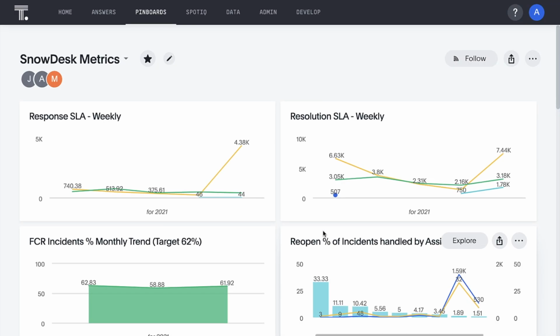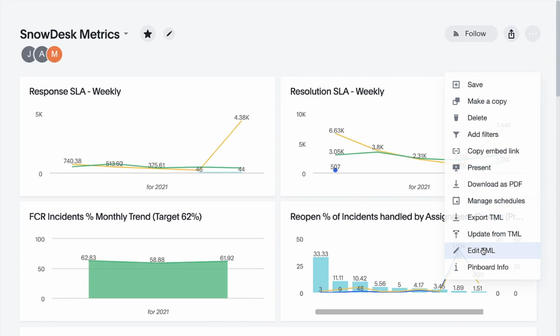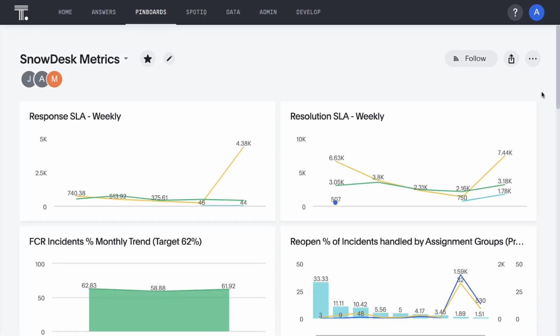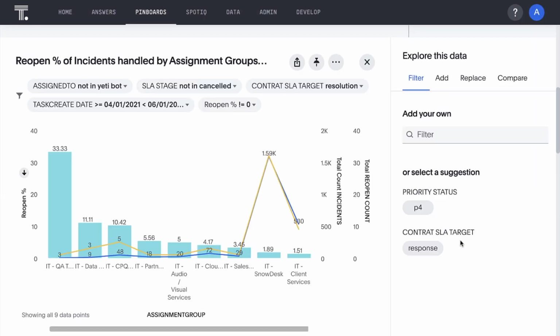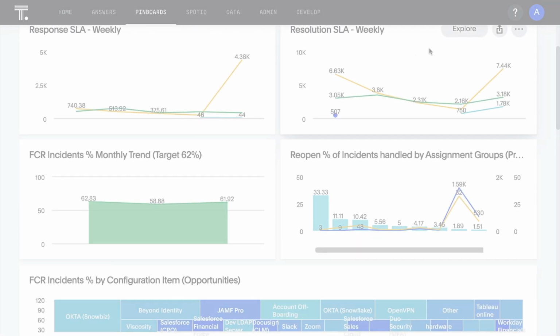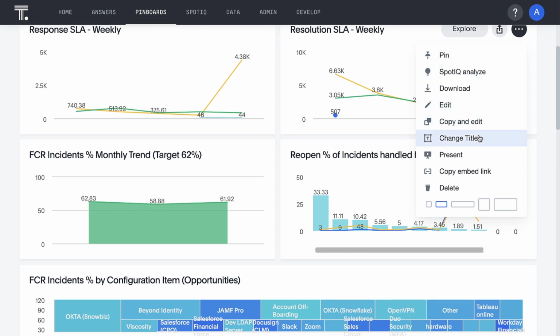And with solution templates from ThoughtSpot and Snowflake, anyone who stores ServiceNow data in Snowflake can be up and running with their own help desk metrics Pinboard and several others in ThoughtSpot in minutes. The templates are easily configurable. With all our help desk metrics and insights in an interactive, shareable Pinboard, we can let AI suggest different ways to explore our data and bring insights to life in meetings.